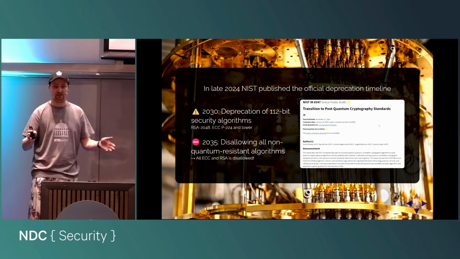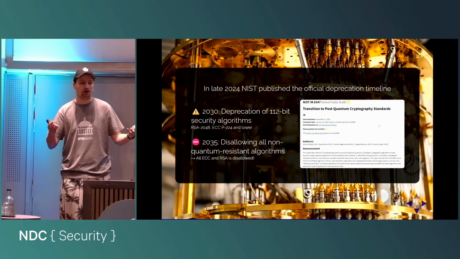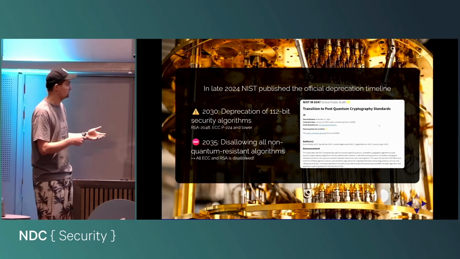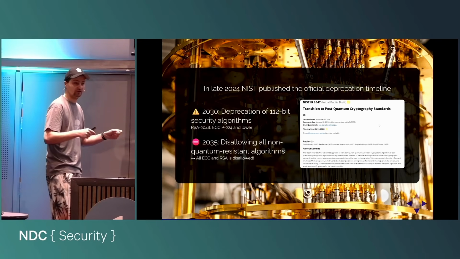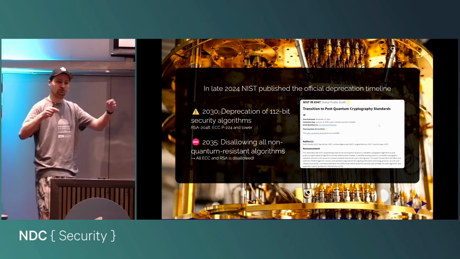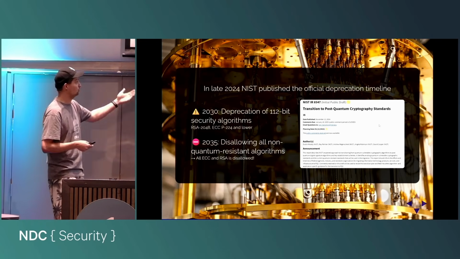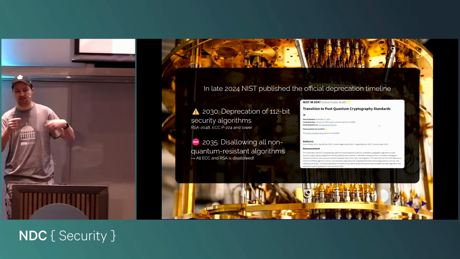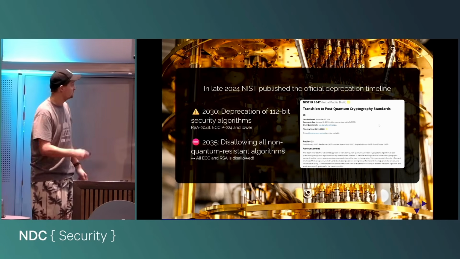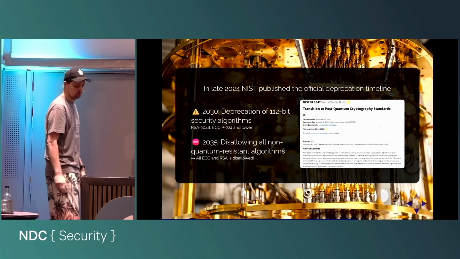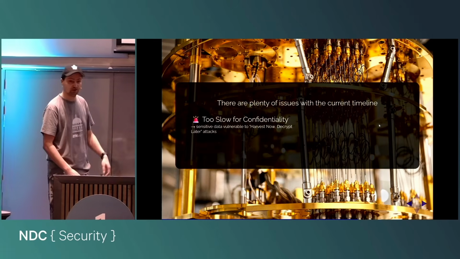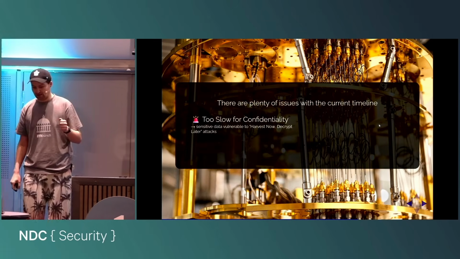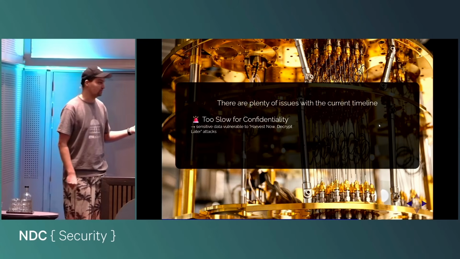Now, at the end of the day, NIST has no power to do anything. They are just a standards body, not a regulatory body. But many regulatory bodies in many countries follow what NIST is doing, certainly in the US, and then many countries follow what the US is doing. But this timeline has a lot of problems. The first problem is that it is too slow, especially given the recent advancements.